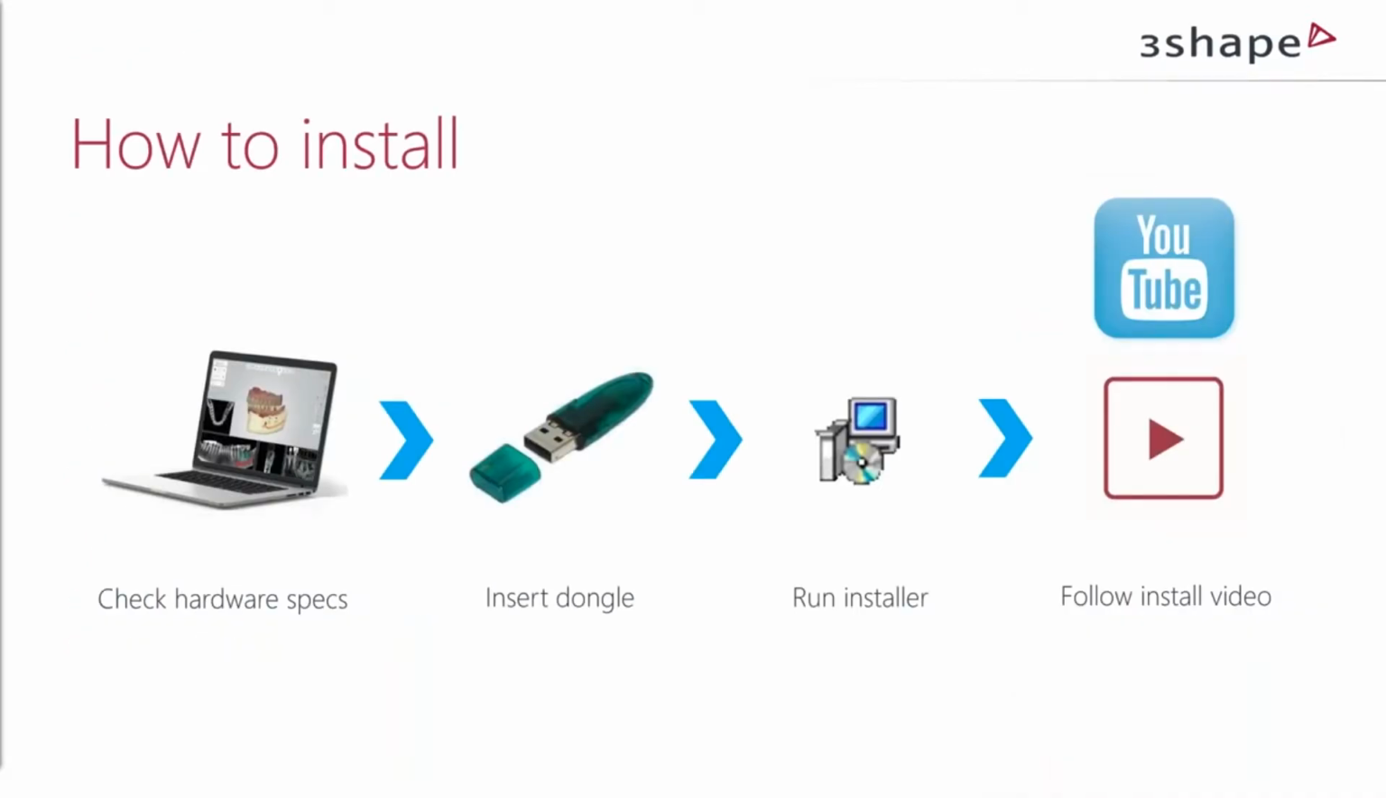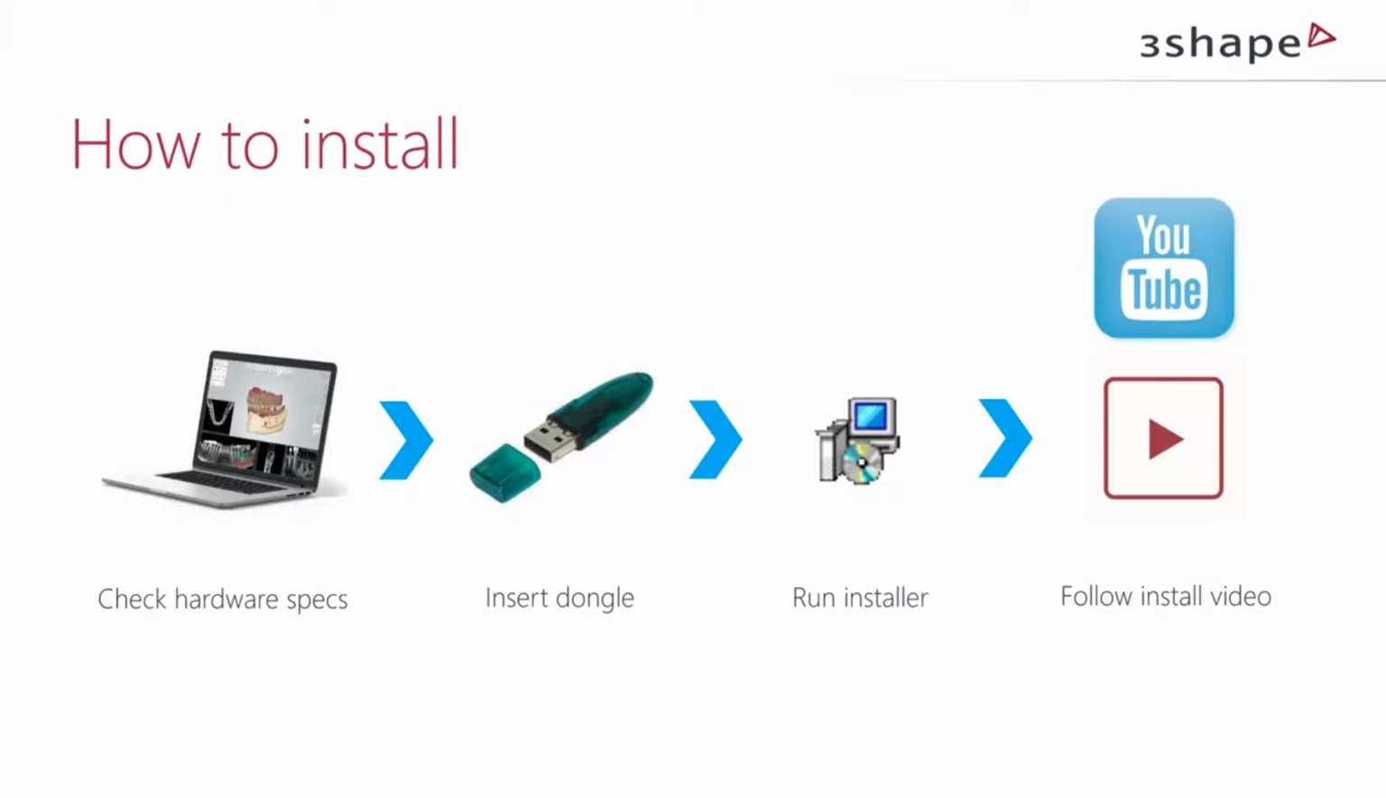So let's begin. First of all, let's talk about how to install the software. It's quite easy. First of all, we need to check hardware requirements. If the PC is powerful enough to run Implant Studio and meets the software requirements, then we can insert the dongle with an active Implant Studio license, download the installer, and run the installer as administrator. Hardware requirements we can find in the user manual, and I will show you where to find the user manual later on during the webinar.